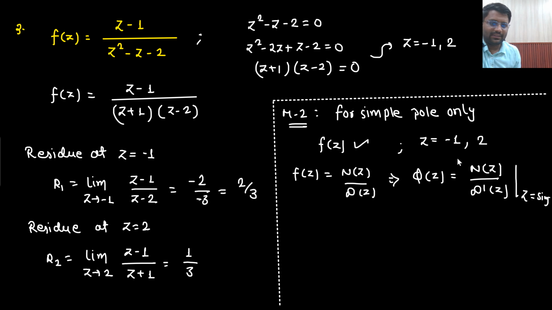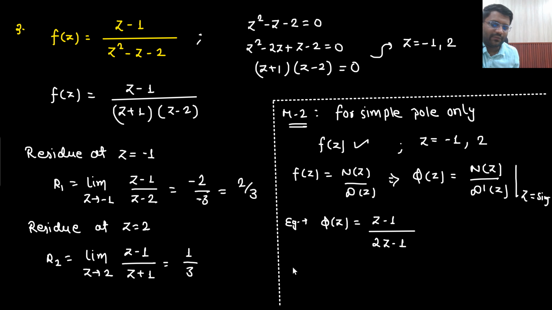Okay, let's see it by this example only. I need to find a new function, phi of z. I know there are problems at these two points. So let's keep the numerator as it is and differentiate the denominator. When I differentiate the denominator, the answer I am getting is 2z minus 1.